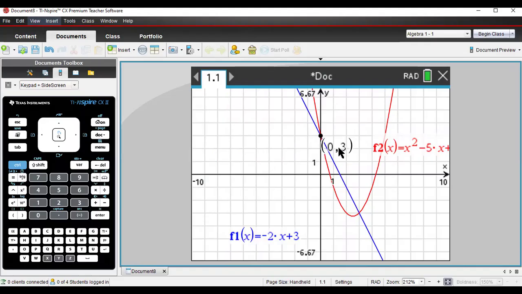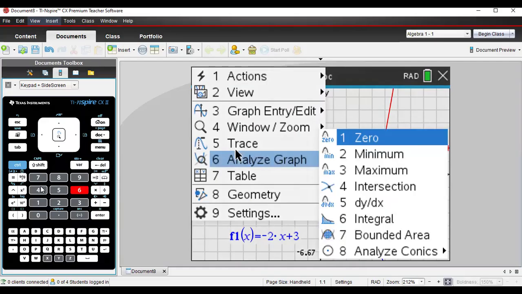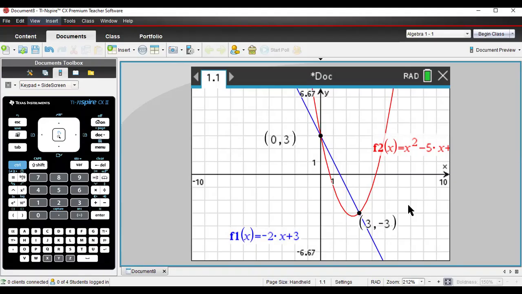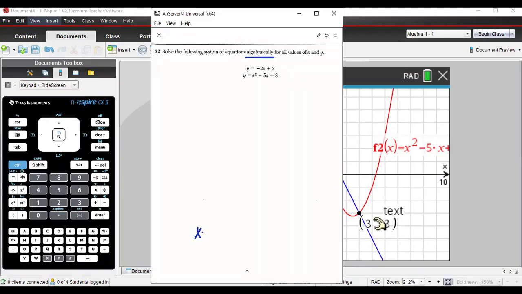So we know that one of the answers is going to be 0, 3. And we do Menu 6 4 again. We know one of the answers is going to be 3, -3. So we can write this right away: x equals 0, y equals 3, and over here x equals 3 and y equals -3. Okay, so we know if nothing else works, we get 1 point because we found the intersections, right?